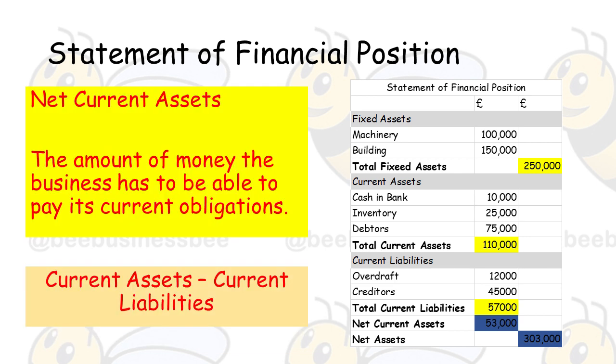Towards the bottom of the statement of financial position, you will see the column net current assets. Now, net current assets is the amount of money that a business has available to be able to pay its current obligations, the word current. And it's calculated by doing your current assets take away your current liabilities. And this is something that you need to remember to do as a formula. So in my case here, you have to find your total current assets and then you have to subtract it from your total current liabilities. And then you can see there, I get my net current assets.